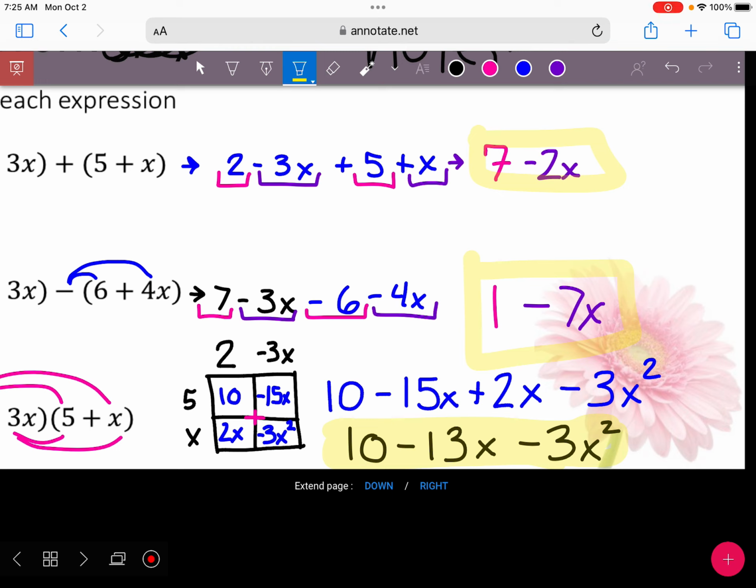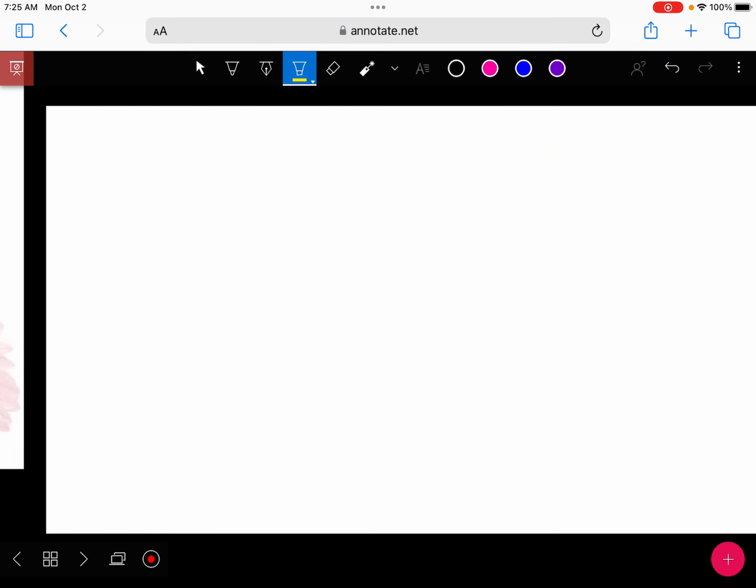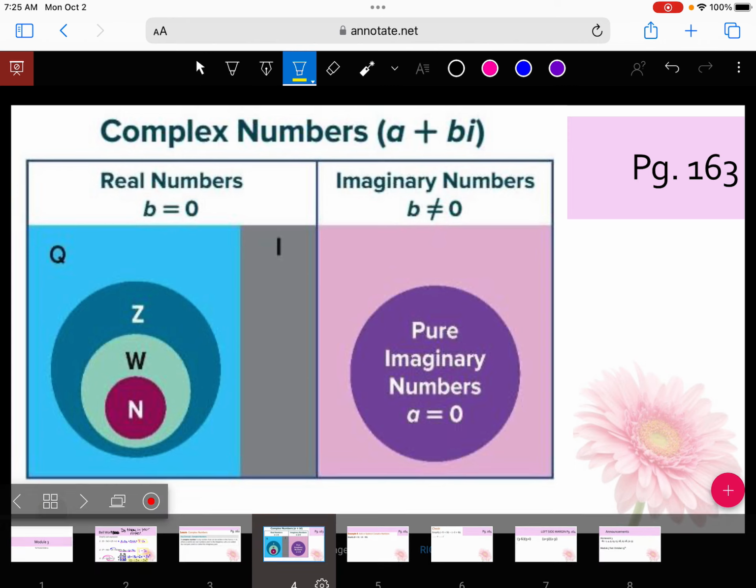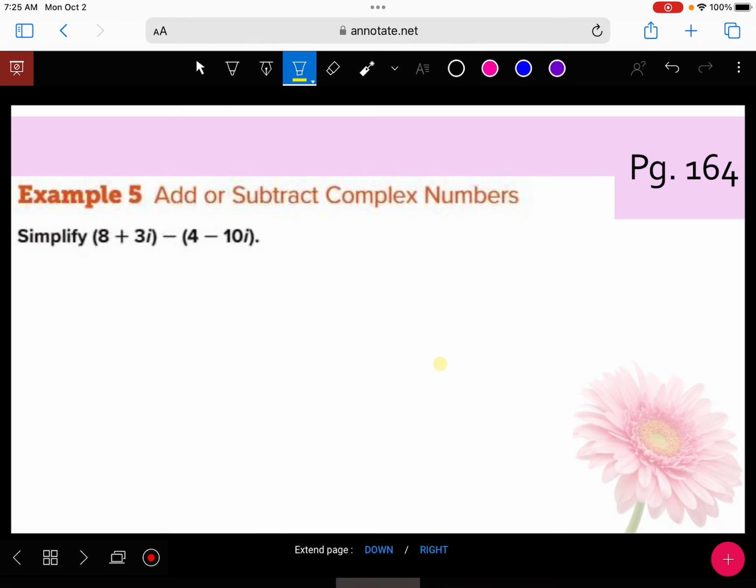But this time, instead of having an x in that place, we are going to have an i in that place. I'm sorry, there we go. An i in that place. So it's the exact same concept. You're going to add things together, subtract things together. They just have i's in there in place of the x's. We treat it exactly the same.